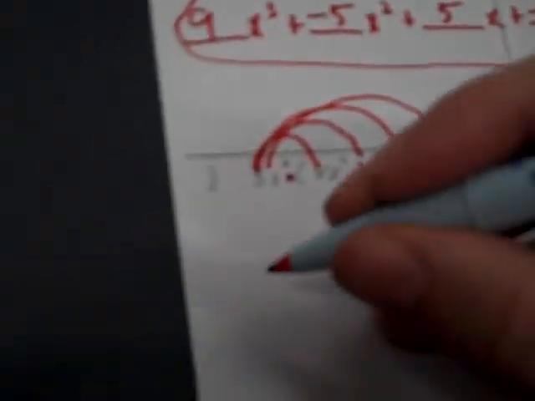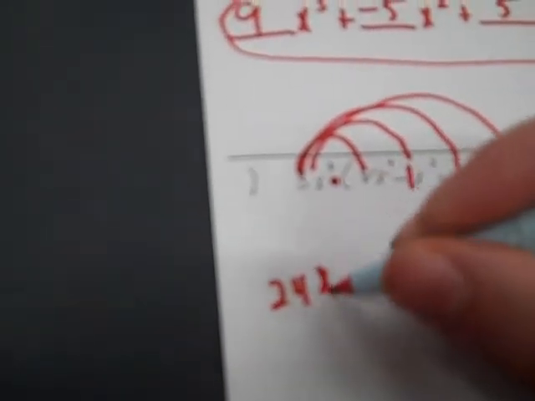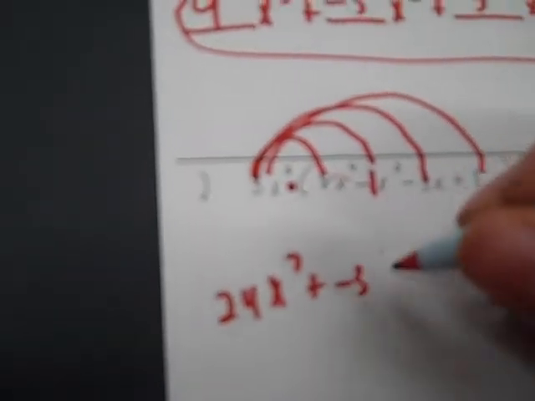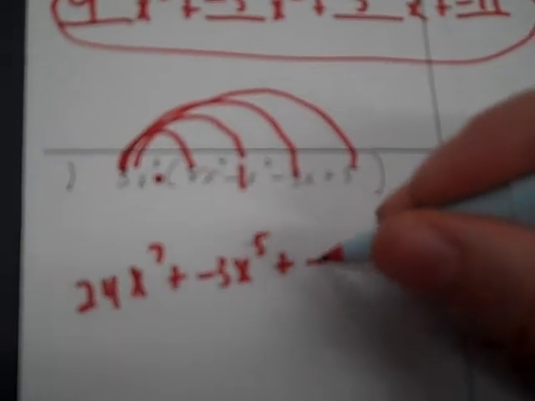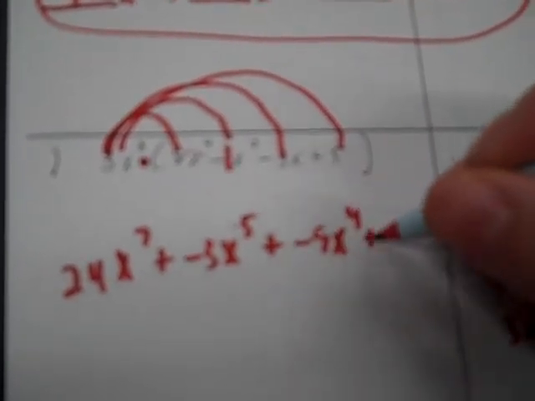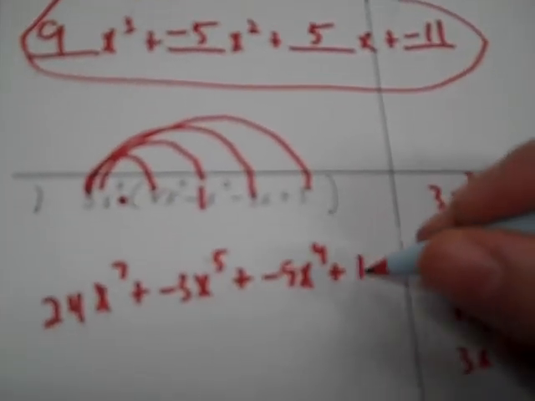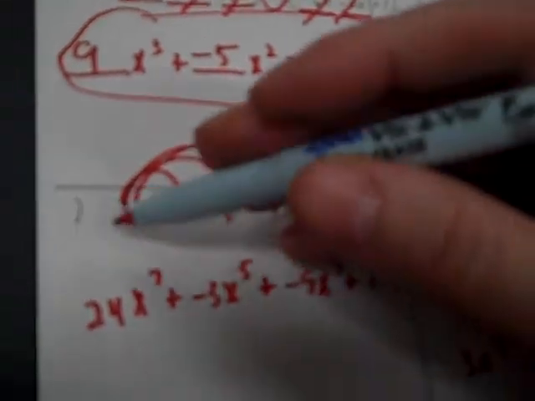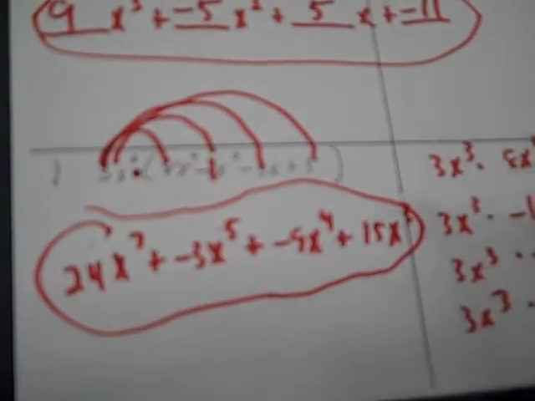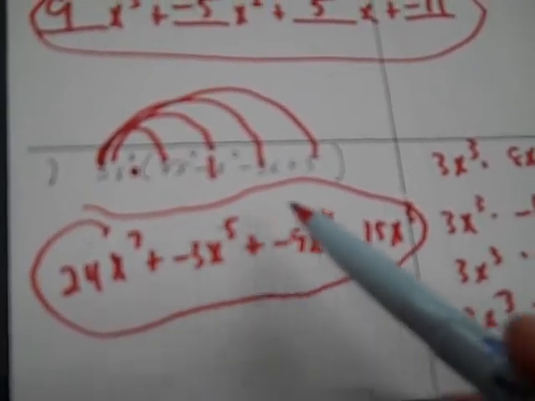None of them are the same, so I just write them out with plus signs in between them. So 24x to the 7th plus negative 3x to the 5th plus negative 9x to the 4th plus 15x to the 3rd. Remember to write this out as a sentence with pluses in between them. Okay, you don't need the blanks because none of the powers were identical. They're all different.